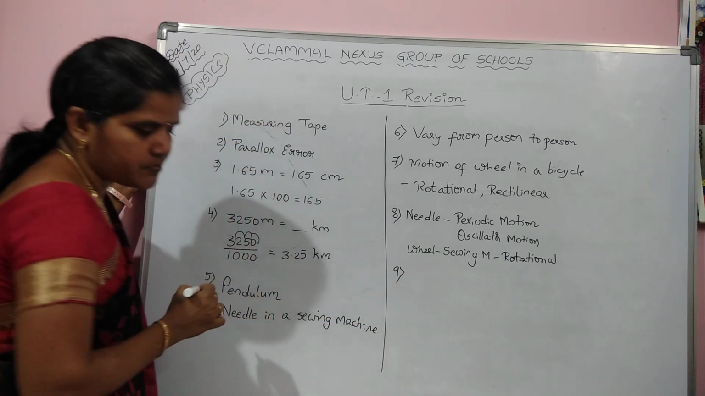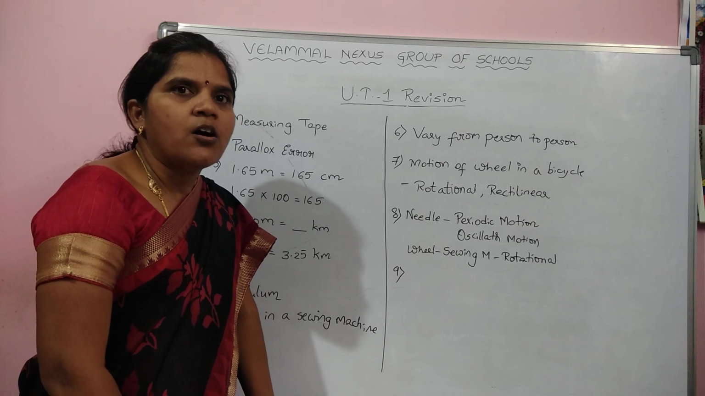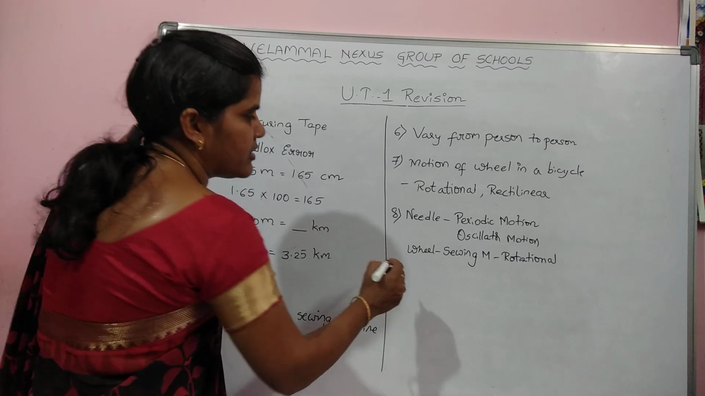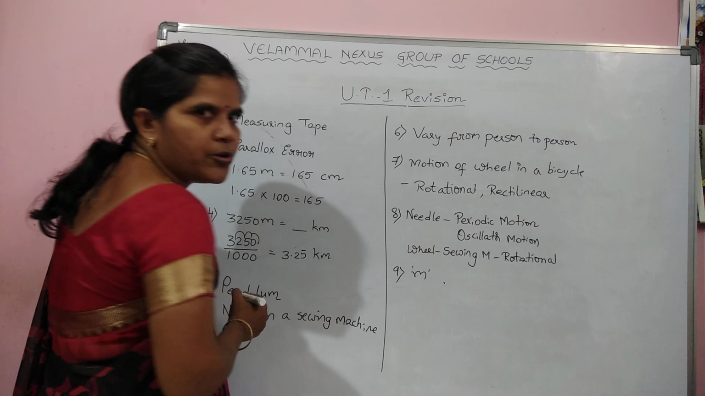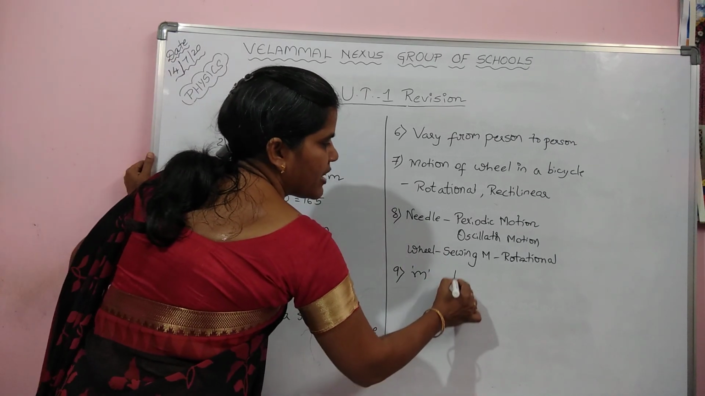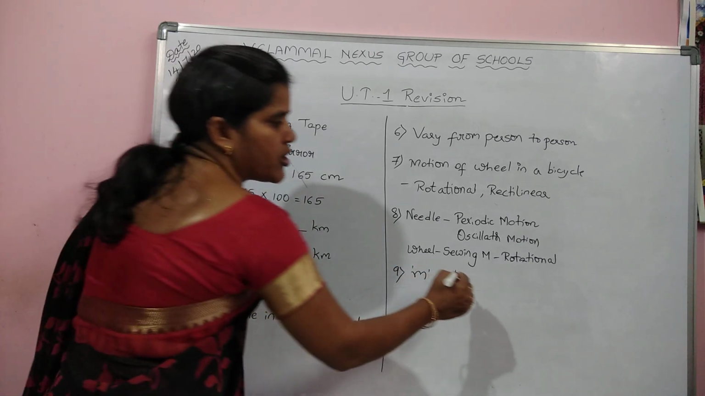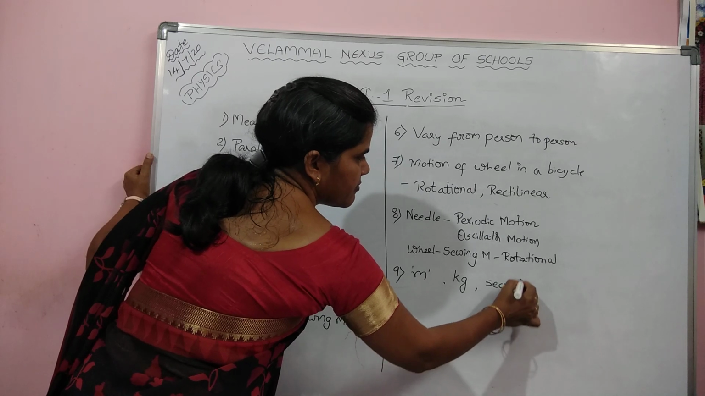Next question. Next bit. What is the SI unit of length? SI unit of length is nothing but meter. What is the SI unit of mass? SI unit of mass is nothing but kilogram. What is the SI unit of time? SI unit of time is nothing but second.